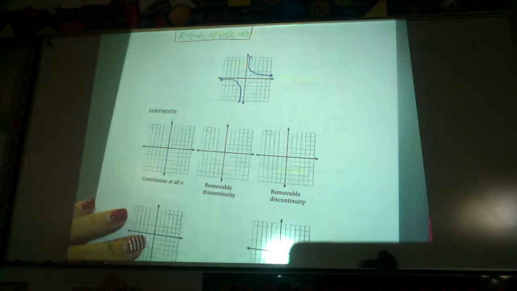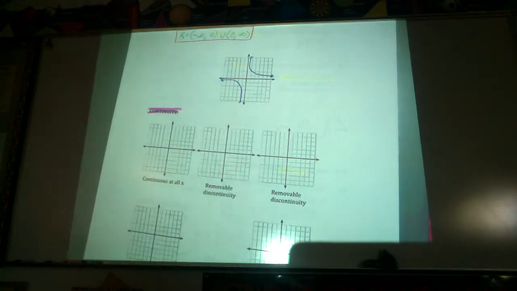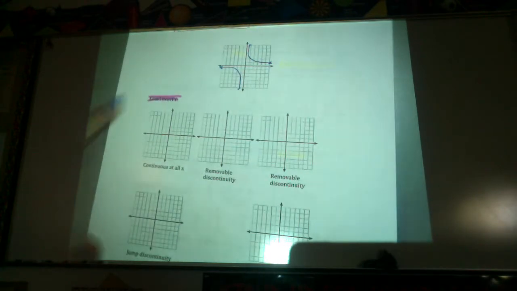Continuity. Let's go ahead and talk about that. Continuity is huge in calculus, and it helps us with limits as well. So let's draw some graphs here. I've got all the graphs labeled, we don't have them in, so we're going to talk about them and draw them as we go. So continuous at all x.